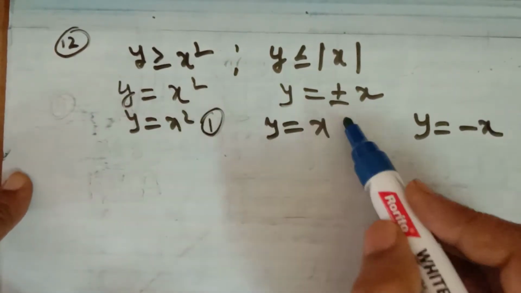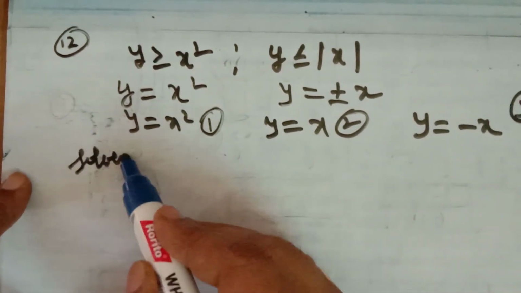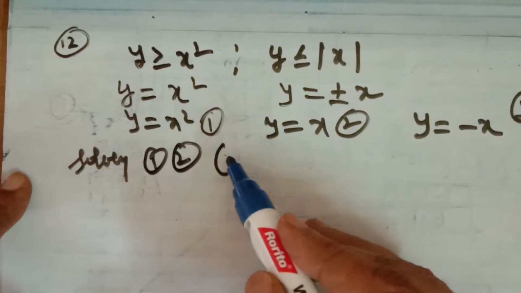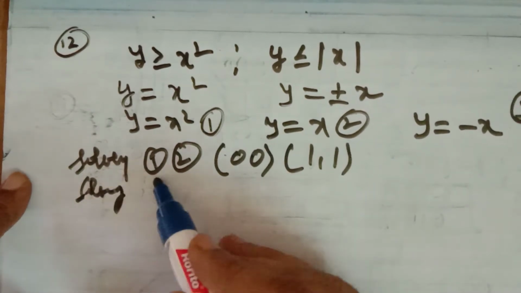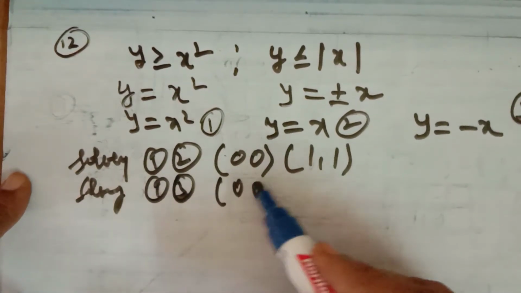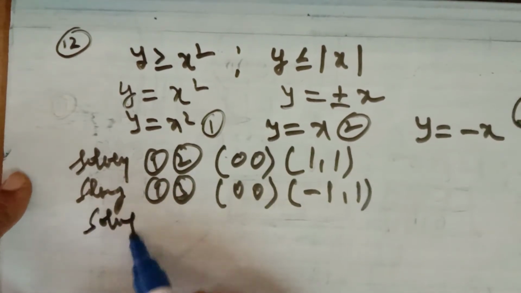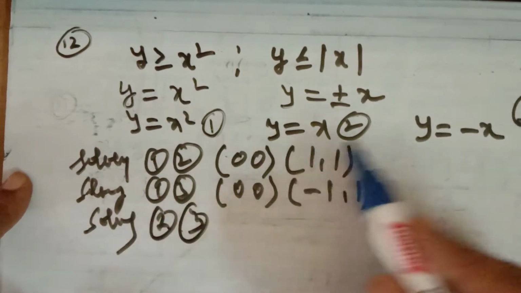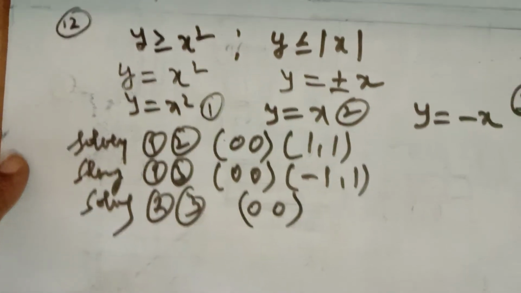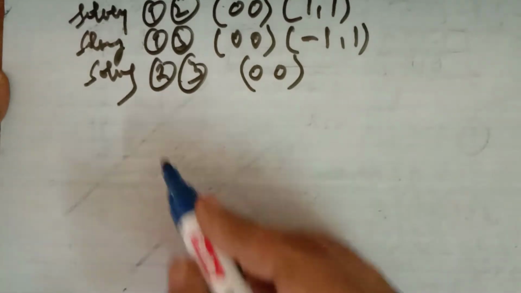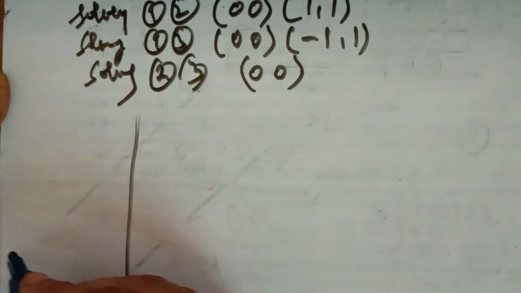Solving the first and second, the point of intersection will be 0, 0. You take your own time to solve it. And solving first and third, the points of intersection will be 0, 0 and minus 1, 1. And when we solve equations number 2 and 3, it will be only 0, 0. They will intersect at the origin only. Now first of all, sketch the graph of it, then we'll find the area.